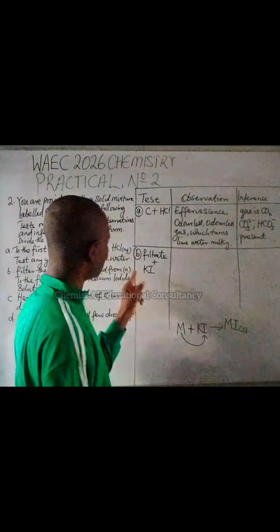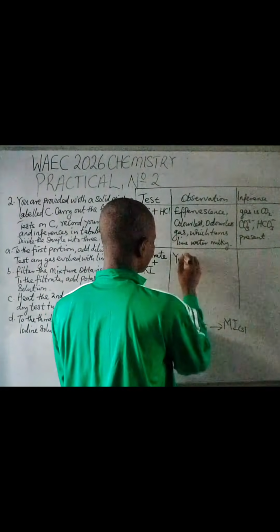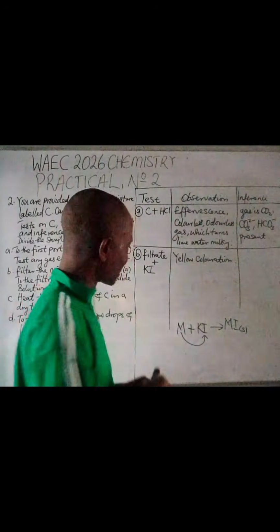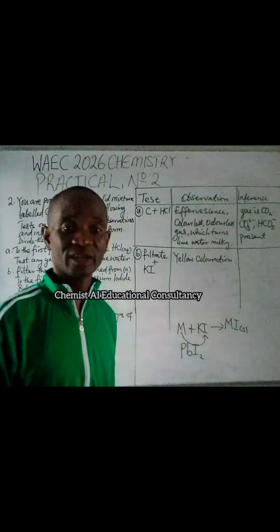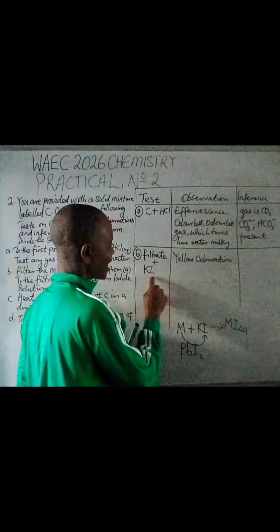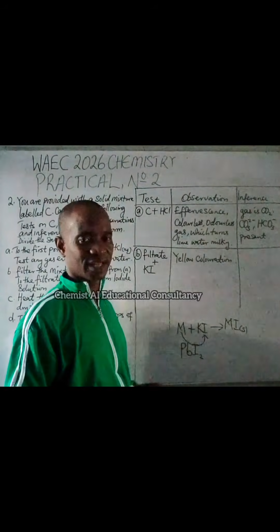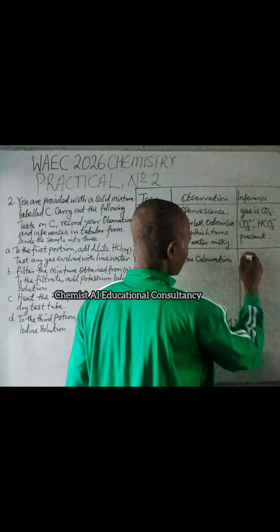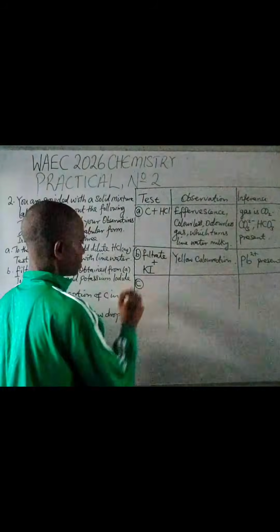Now, when you add potassium iodide, you are going to observe yellow coloration. This yellow coloration is as a result of formation of lead iodide. It is yellow in color and insoluble, meaning that the iodide has attacked lead in the solution and that the sample contains lead. Therefore, your inference should be lead ion present. You rule your line.